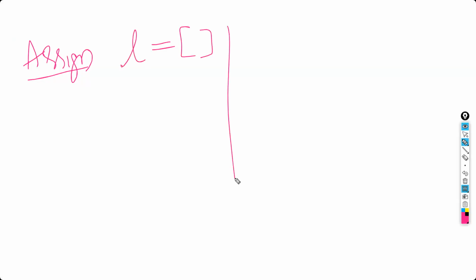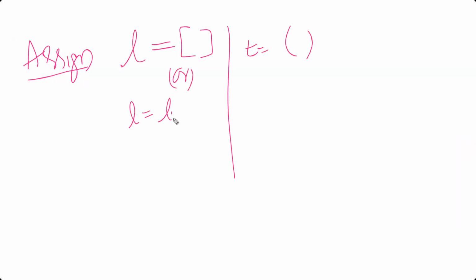Now, how are you going to assign an empty tuple? T is equal to empty tuple. Okay, this is one option. The second option you have: L is equal to list of, you can even choose this one. Whether you write like that or like this, the answer will be the same. Similarly, T is equal to tuple of.